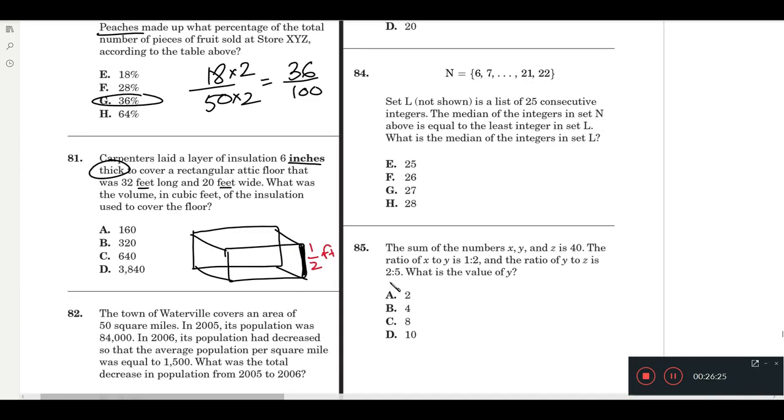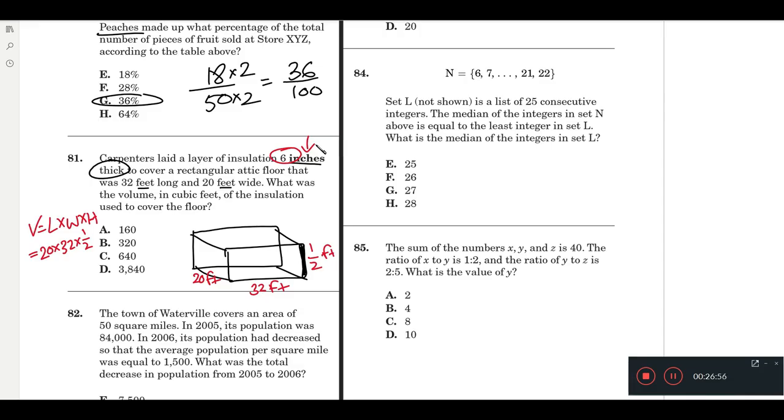So half a foot, and 32 feet long and 20 feet wide. Now, what is the volume in cubic feet? So how do we find volume? Multiply length times width times height. So 20 times 32 times half. Now here the catch was, if you multiply it by 6, then you're going to get it wrong because they have different units. First you have to change them into the same units and then do it.